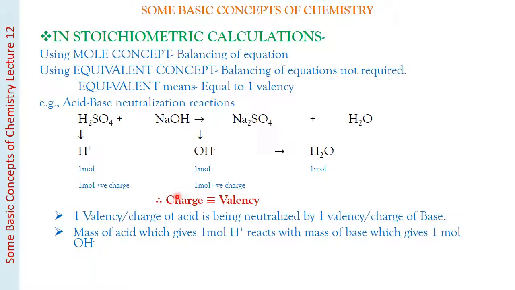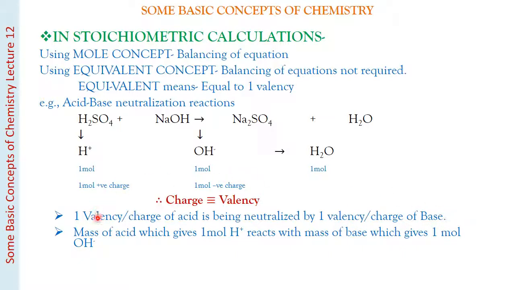So from here, what do we infer? We can infer that one valency or charge of acid is being neutralized by one valency or charge of base. And if you take any reaction of an acid and base, this is what is going to happen. If you take H2SO4 and instead of that you use HCl, so HCl plus NaOH is also going to give H+ ions and again OH- ions reacting to form water. You change the acid, you change the base, the underlying reaction remains the same. One valency or charge of acid is going to be neutralized by one valency or charge of base.